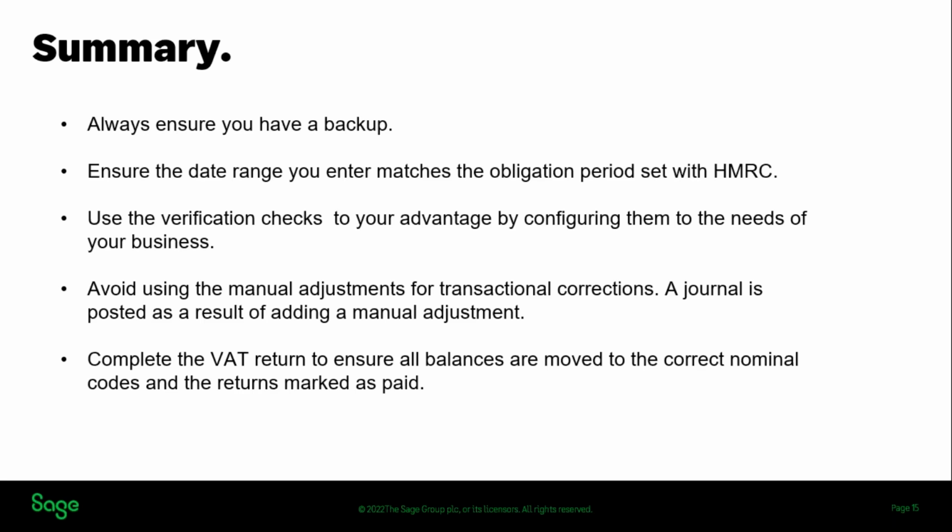And if you find one's really not working for you, then you can switch them off. Remember, manual adjustments shouldn't be used for transactional corrections. Just correct the transaction. That journal will be posted in the background, and then you'll have to start moving figures around in the background, which again, it's not an easy process. And then finally, use those final steps on that final window to move the balances to the correct location and mark everything as paid as well.